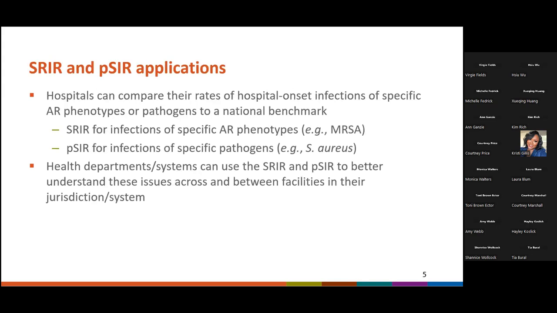Hospitals can compare their rates of hospital onset infections of specific AR phenotypes or pathogens to a national benchmark. For the SRIR, we're looking at infections of specific AR phenotypes, such as MRSA. For the pSIR, we're looking at infections of specific pathogens, such as Staphylococcus aureus. Health departments and systems can use the SRIR and pSIR to better understand these issues across and between facilities in their jurisdiction or health system.